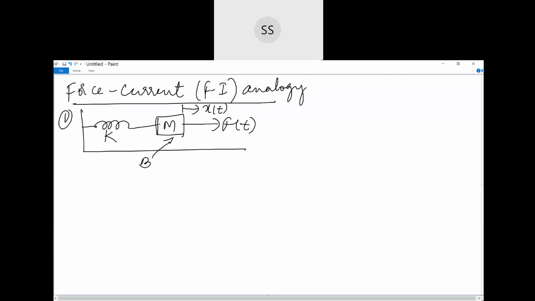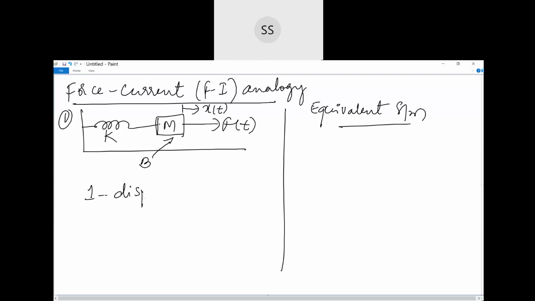So first step will be we have to write the equivalent mechanical system. In the equivalent mechanical system, there is only one displacement. So therefore this corresponds to one node. First mark the node x of t.